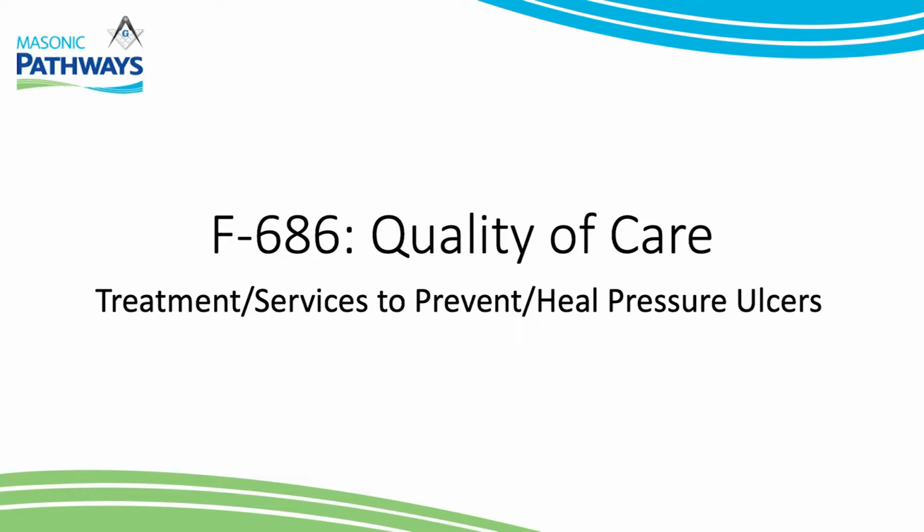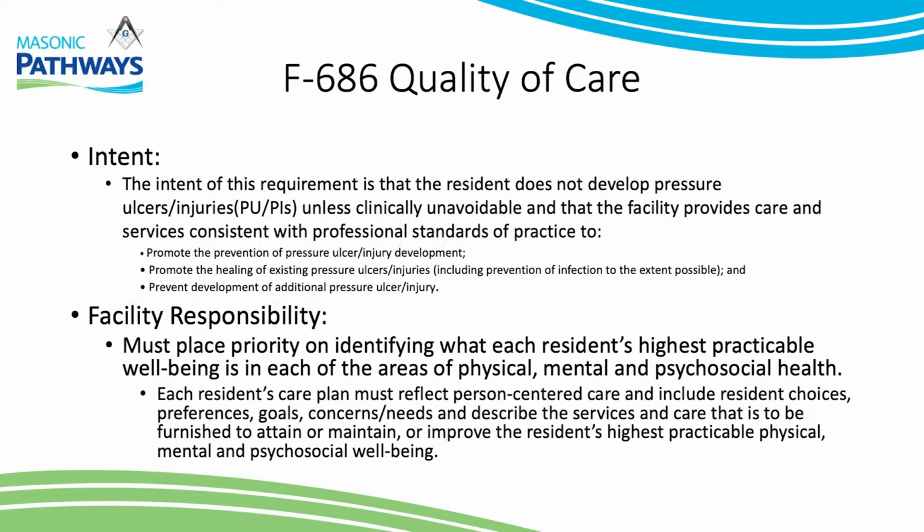So the tag we got cited for our plan of correction here is F686, quality of care, treatment and services to prevent and heal pressure ulcers. The intent of this requirement is that the resident does not develop pressure ulcers or injuries unless clinically unavoidable, and that the facility provides care and services consistent with professional standards of practice to promote the prevention of pressure ulcer and injury development, promote the healing of existing pressure ulcers or injuries, and prevent development of additional pressure ulcers.